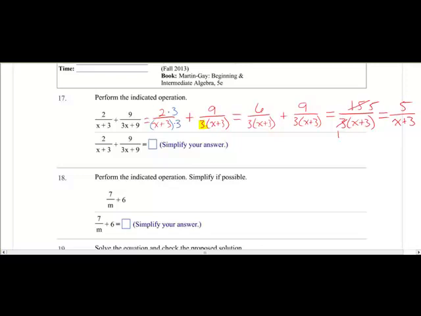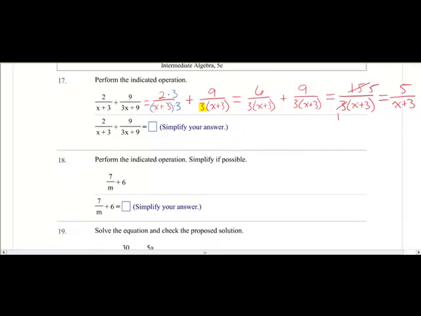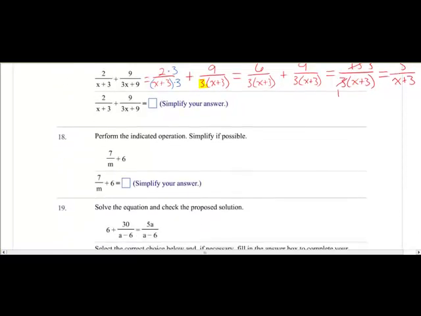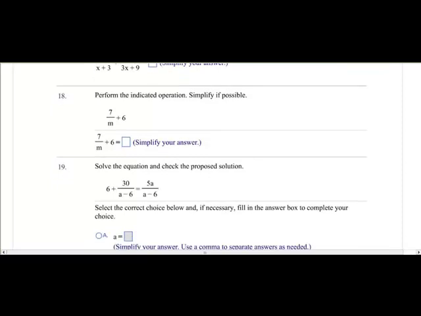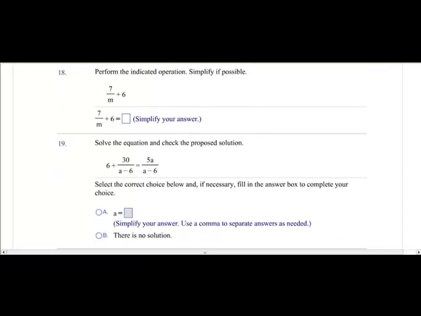Okay, moving on to number 18. Another problem I saw a lot of. Really, this whole section with adding and subtracting fractions, the common denominator thing just gets people. This one is deceptively simple. It looks harder than it is. It looks weird because you've got a variable in the denominator. I have 7 over m plus 6. Well, remember that any whole number can be put over 1. So this is the same as 7 over m plus 6 over 1.